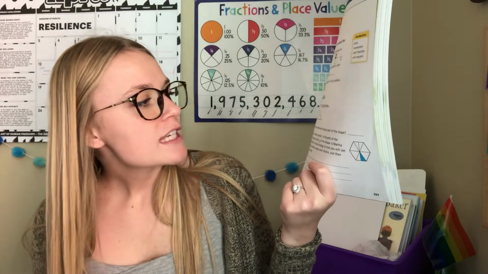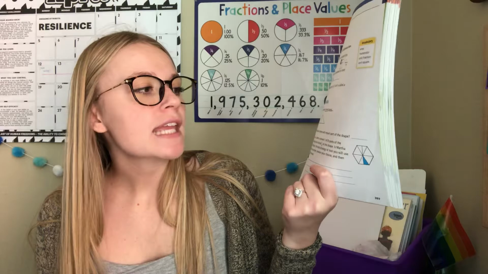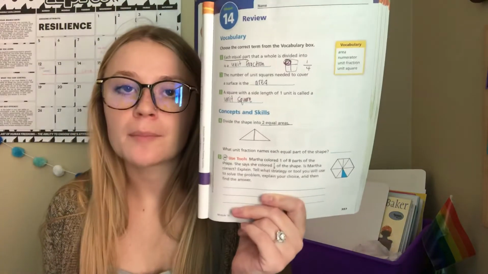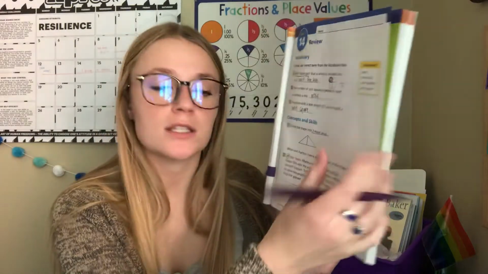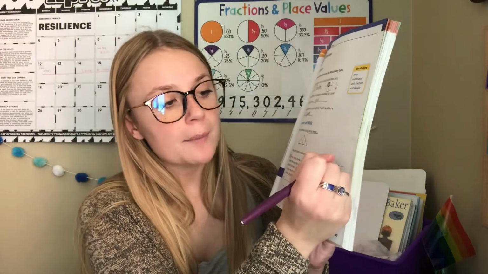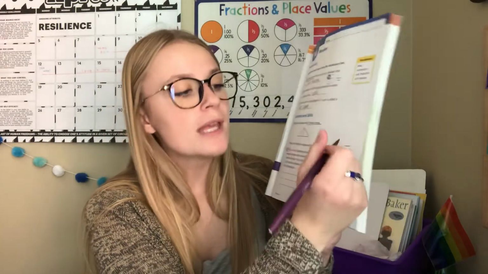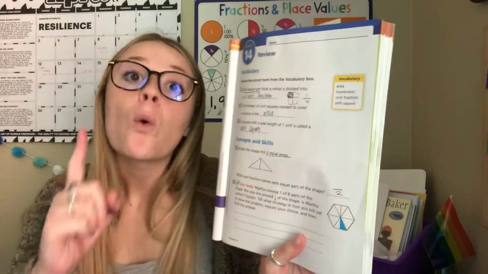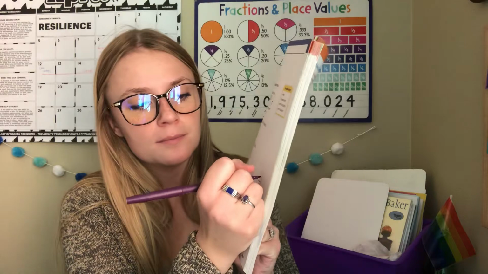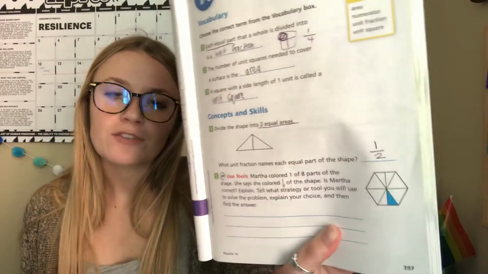The next question says, what unit fraction names each equal part of the shape? Well, for that, I have to know how many total equal parts there are. That's our denominator, and there are 2 equal parts, and each of them names one of those parts. So the unit fraction would be 1/2.